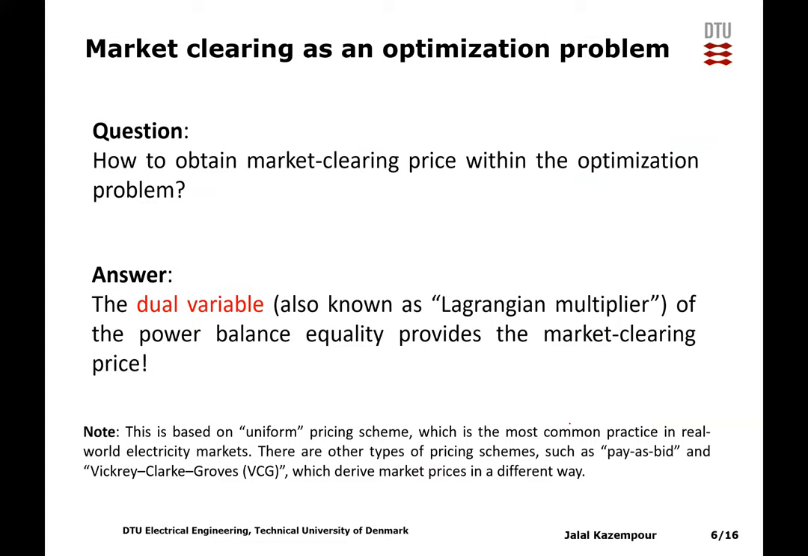Remember, the dual variable of the balancing constraint gives you the price if we go for uniform pricing, which is the most common clearing practice in real world electricity markets. For example, in the US and in Europe, the day-ahead markets are cleared using uniform pricing. The other potential pricing schemes, one is pay-as-bid. Are we using the pay-as-bid pricing scheme in practice? Do you know any example in electricity markets? In pay-as-bid, everyone is paid or pays based on what they bid or offered.